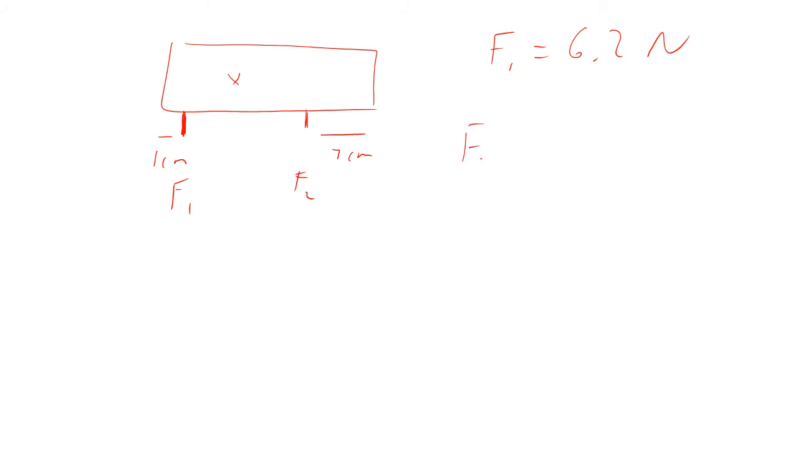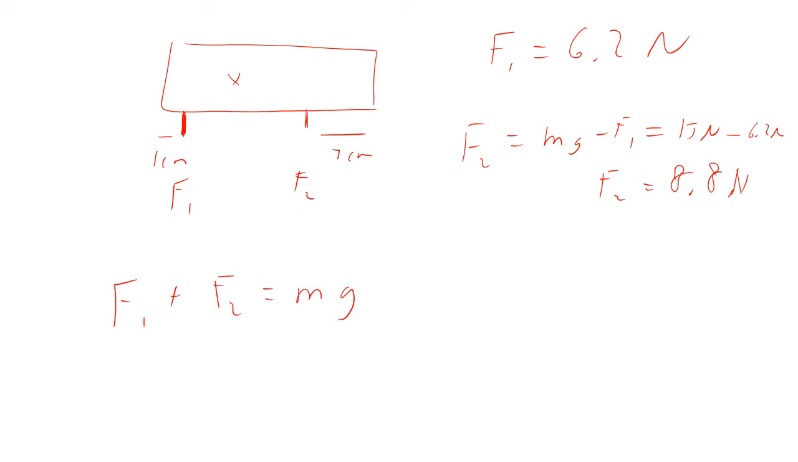Okay, so what's F2? Well, F2 is going to be mg minus F1, so that'll be 15 newtons minus 6.2 newtons, so F2 is going to be 8.8 newtons. Okay, in fact, even if you didn't know that, you could figure out F1 plus F2. If I gave you F1 and F2, then that equals mg. So you could actually solve for the mass of the object if I didn't give that to you. So you can actually solve backwards here.